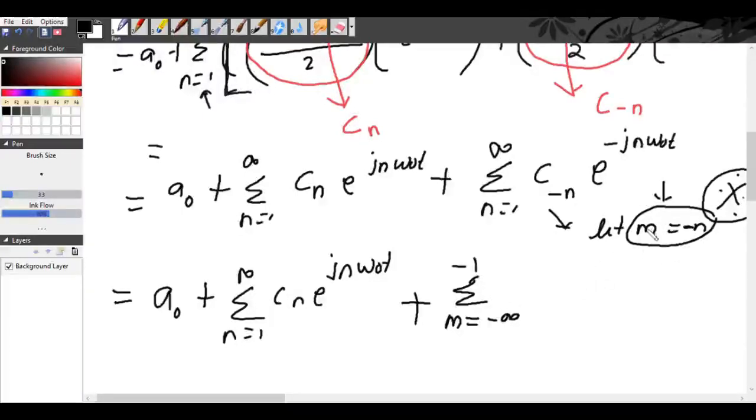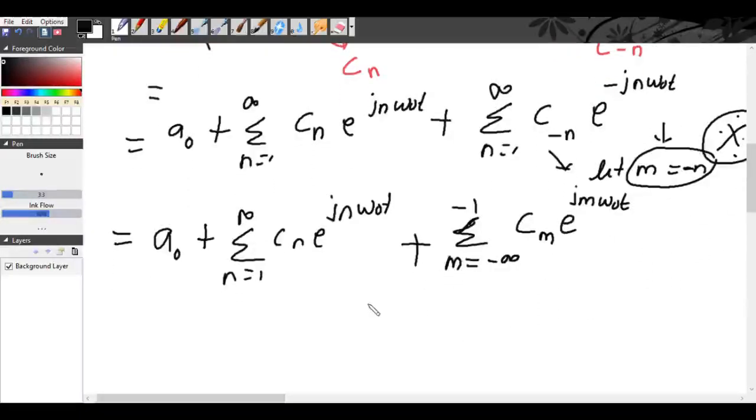because I have reversed the scale, m equal to minus n, so overall it gets reversed. Let m equal to minus n, this will happen, and also c suffix m, e power jm omega naught t. Previously it was e power minus, now e power jm omega naught t. So in this step itself you can understand what I am trying to do.